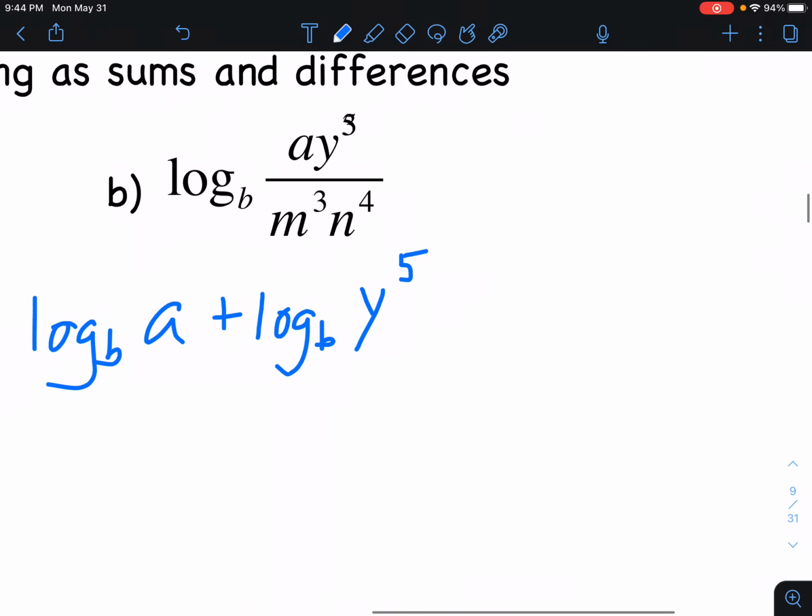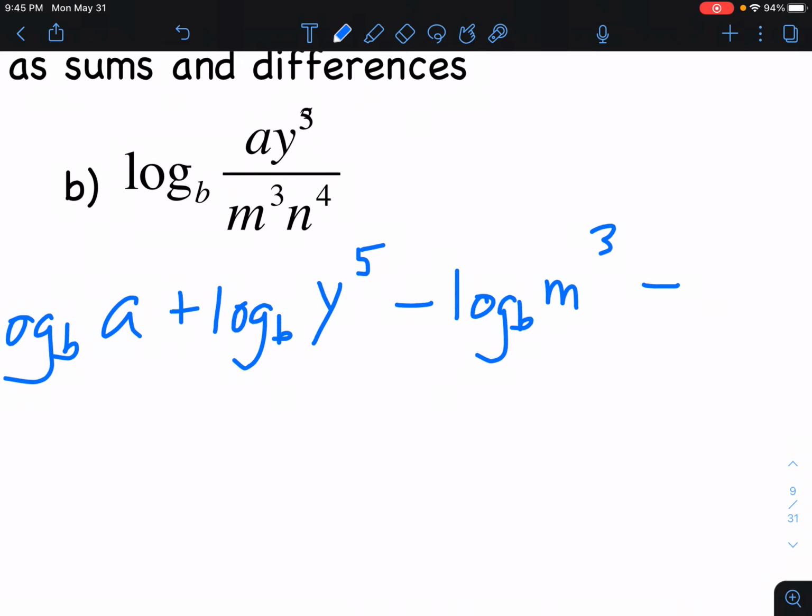Now we move on to the denominators, the m and the n. And for the denominators, we put minus signs in front. That's the quotient property. So minus log base b of m cubed. Then another minus for the n in the denominator. Log base b of n to the 4th.